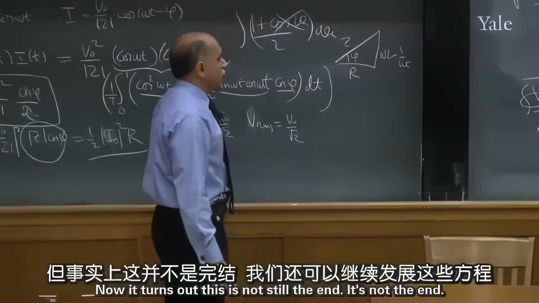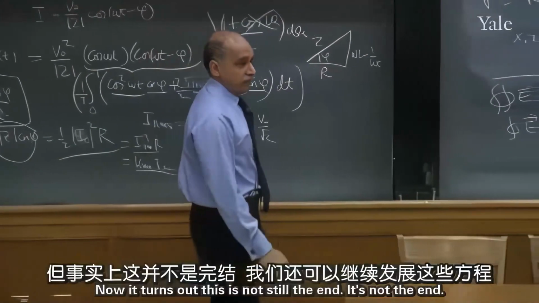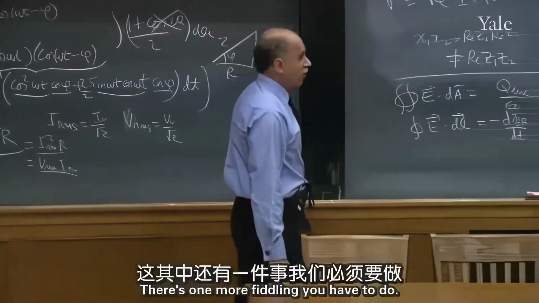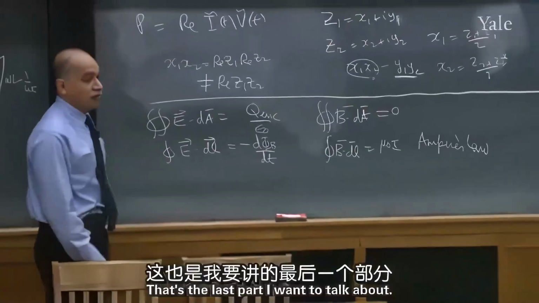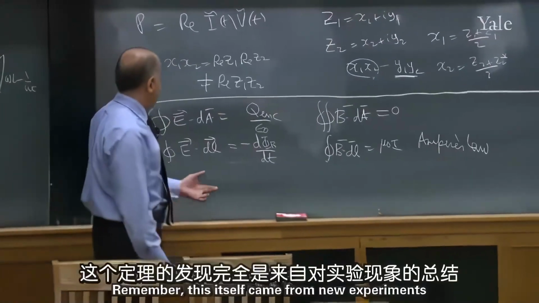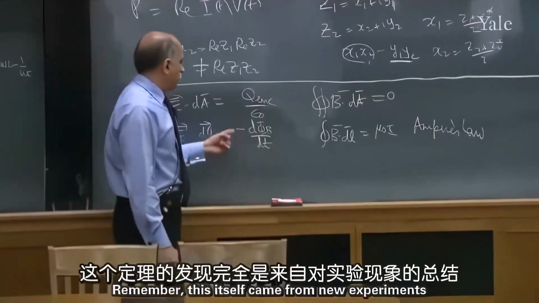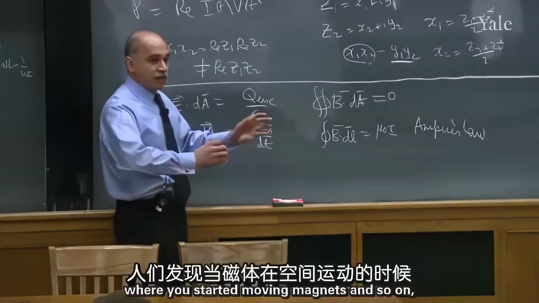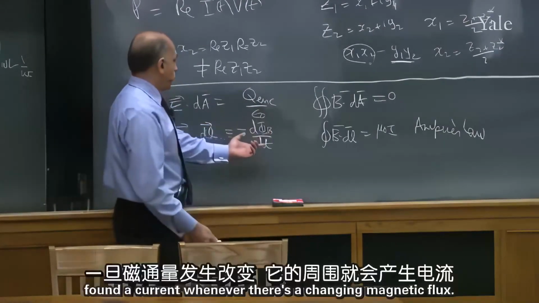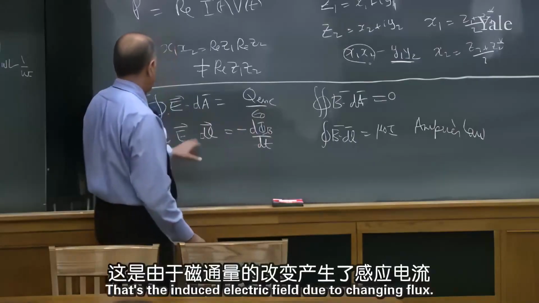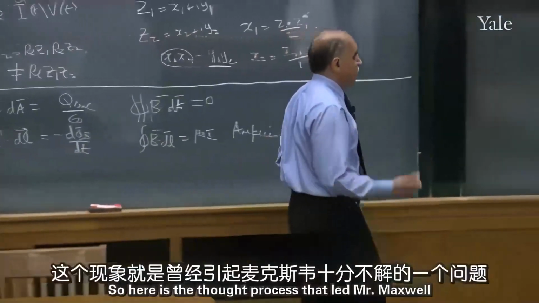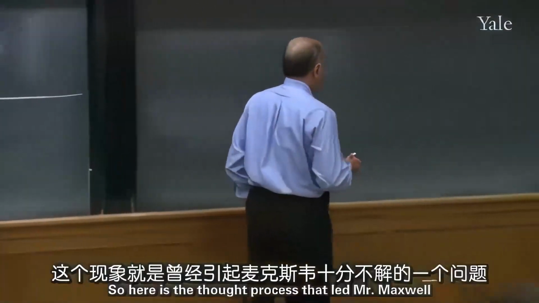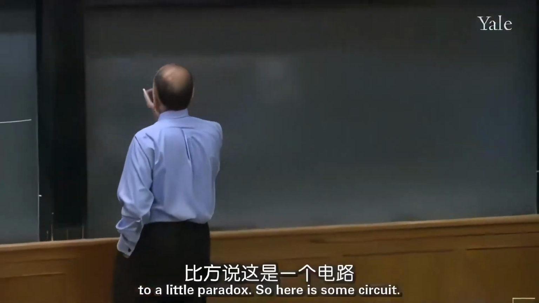Now it turns out this is not still the end. There's one more fiddling you have to do. That's the last part I want to talk about. Remember, this itself came from new experiments where you started moving magnets and so on, and found a current whenever there's a changing magnetic flux. That's the induced electric field due to changing flux. So here is the thought process that led Mr. Maxwell to a little paradox.